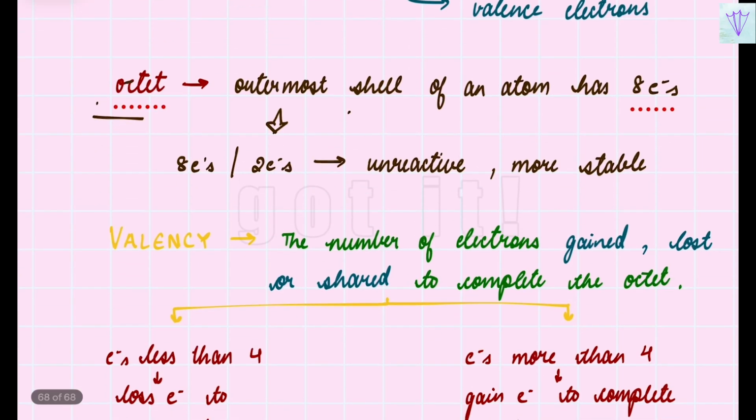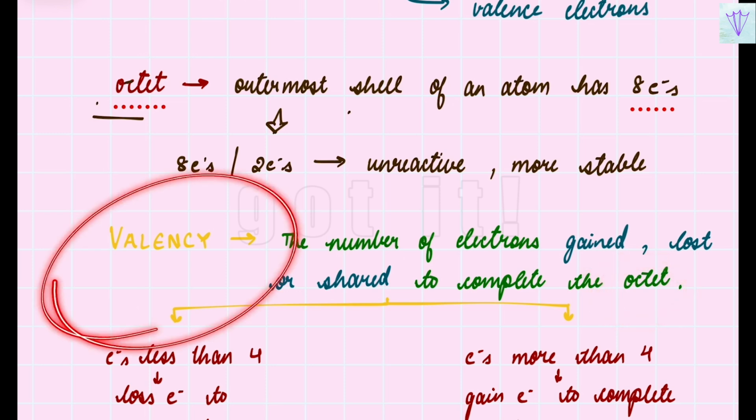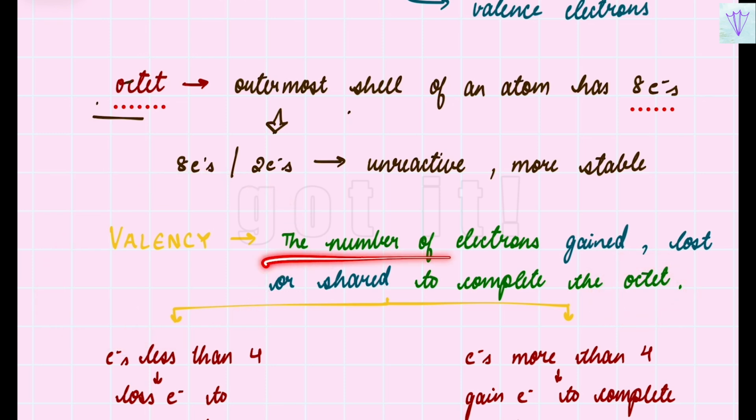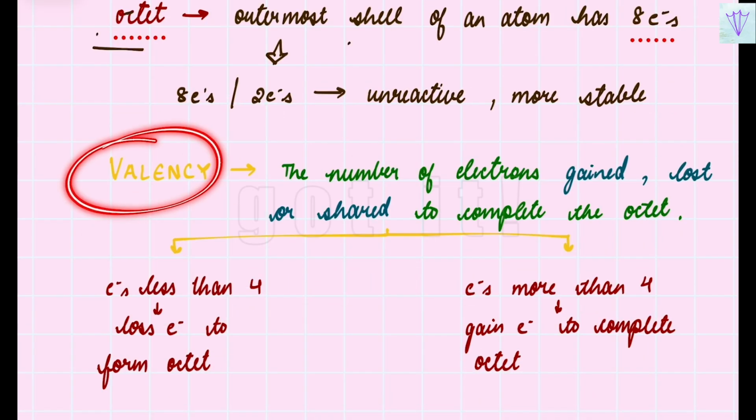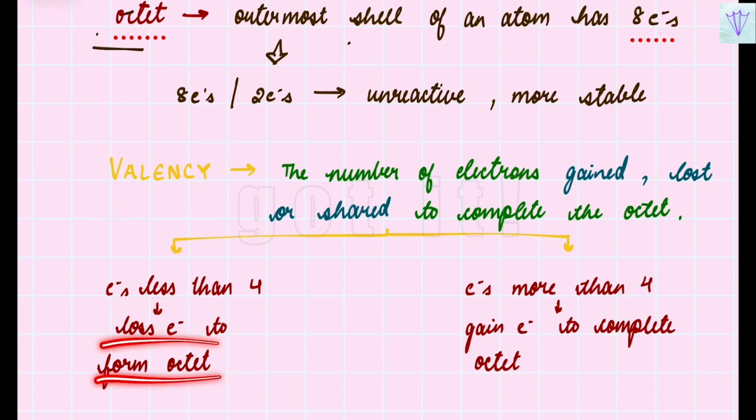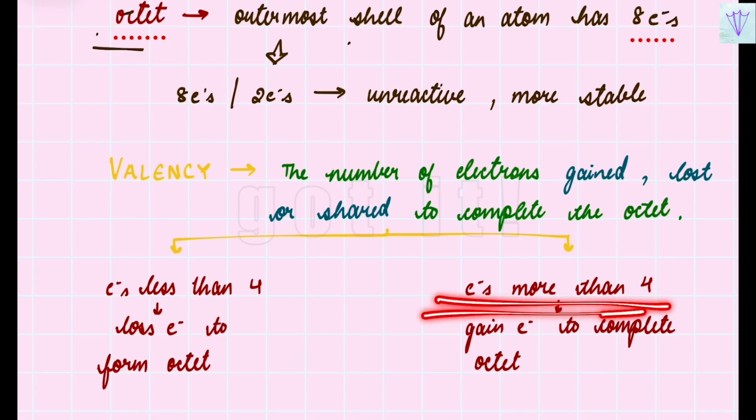What is valency? Valency is the number of electrons gained, lost or shared in order to complete the octet. Each and every atom wants to complete the octet in its outermost shell, so the number of electrons gained, lost or shared in order to complete this is known as the valency. If the number of valence electrons is less than 4, then the atom will lose electrons in order to form an octet. If it is more than 4, then it will gain electrons in order to complete its octet.